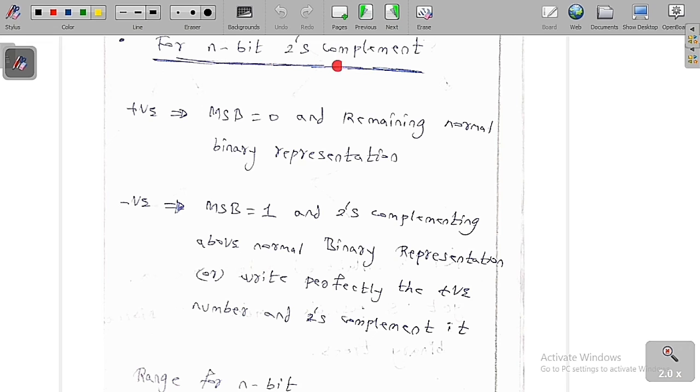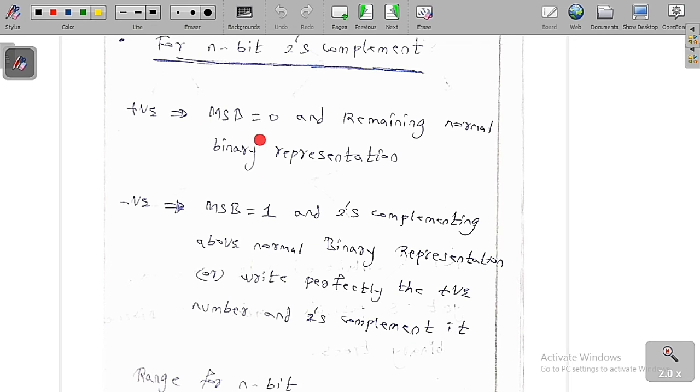Now for n-bit 2's complement representation, as I have already told you, for positive keep MSB equal to 0 and the remaining normal binary representation. For negative, keep MSB equal to 1 and take the 2's complement of the normal binary representation, or write the positive number and take its 2's complement.